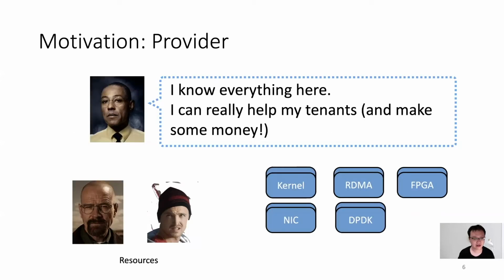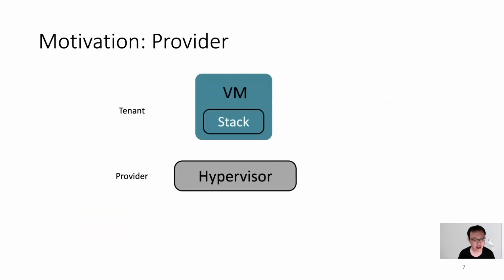On the other hand, the operators actually know everything there. They can really help their tenants and also make some money on that. They have enough resources, including the experts and expertise. They know everything regarding the network, including the Linux kernel, RDMA, FPGA, NIC, and DPDK. However, for the hypervisor, there is some natural boundary between the provider and the tenant's VM.